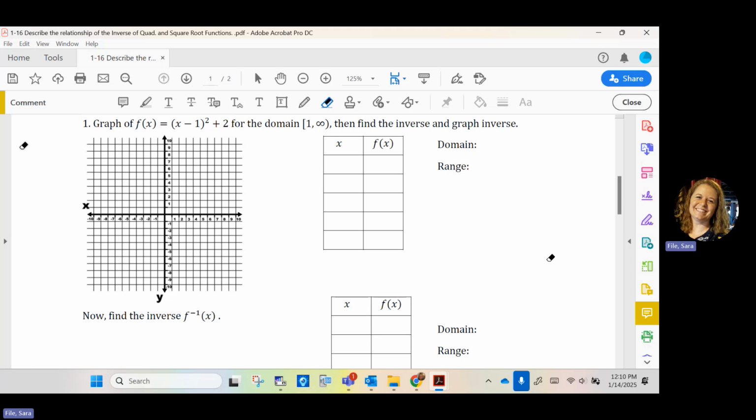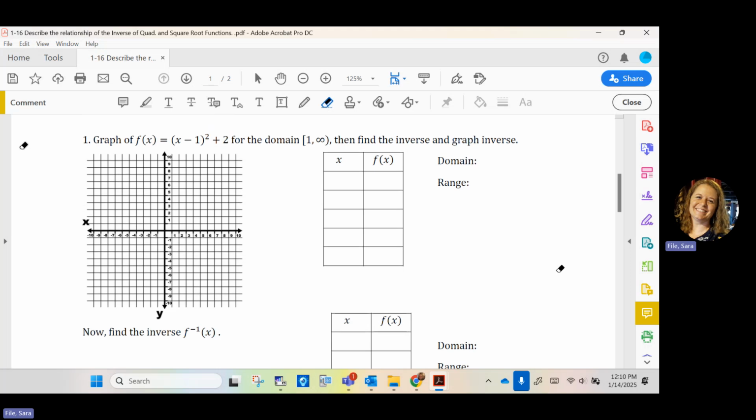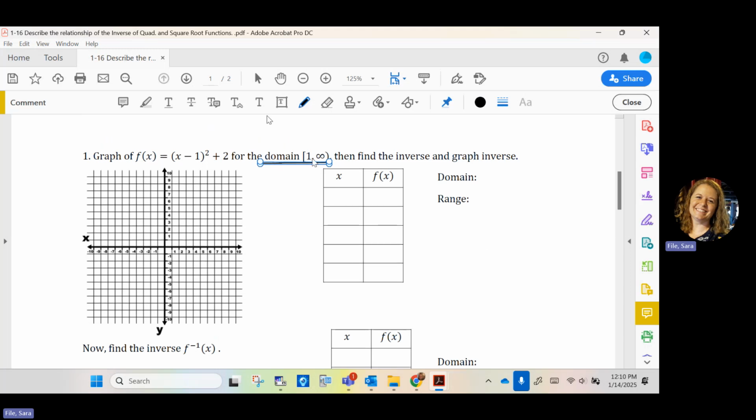We're given this quadratic, but with a restricted domain. So it's a normal quadratic, but then it says for the domain of 1 to infinity, where 1 is included. So make sure you understand this is a restricted domain. Now, I'm actually going to rewrite that domain. Right now it's in interval notation. I'm going to write that in inequality notation because that's how you have to type it in Desmos. And I'll show you that in a second.